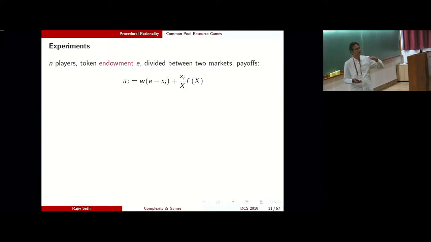And you should think of F as a concave function. The more effort is put into the common pool resource, output will go up, but it will go up at a decreasing rate, right? So the marginal returns to effort go down. The extra value of putting more resources into the common pool resource goes down as you put more and more. This is very standard in fisheries and forests and so on. How much do you get of the total? The amount you get of the total is your share of total effort in the common pool resource.